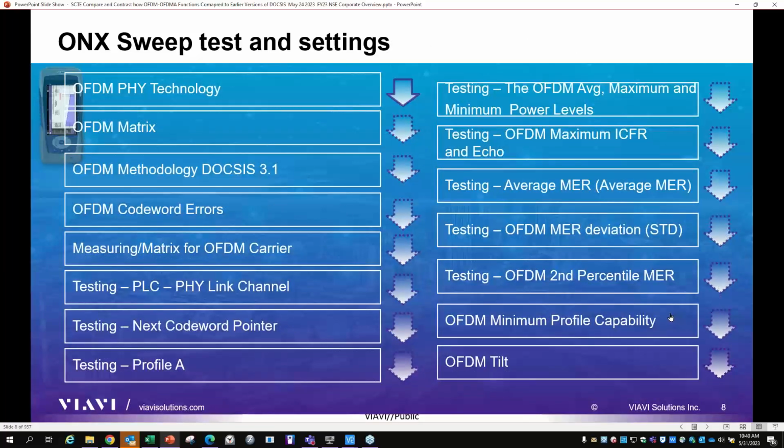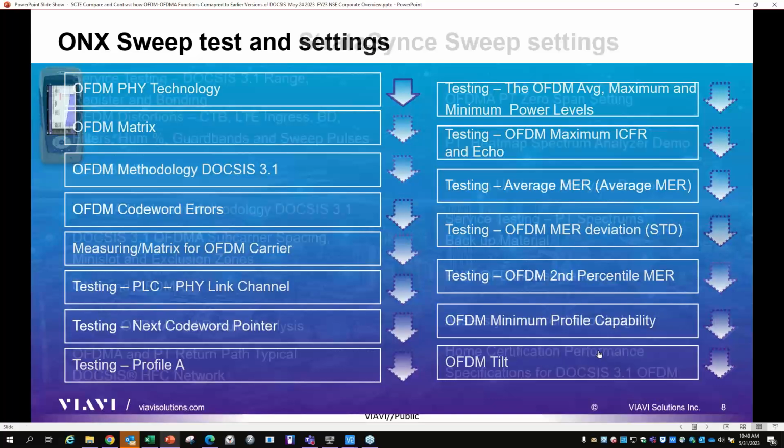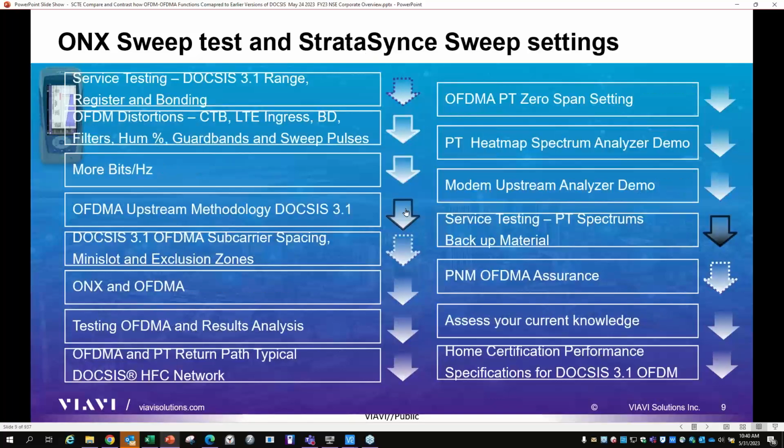What I'm going to do is, I don't want to run out of time, so I want to go ahead and concentrate a little bit on the OFDMA upstream carrier. Right. So let's go ahead and move on to that.